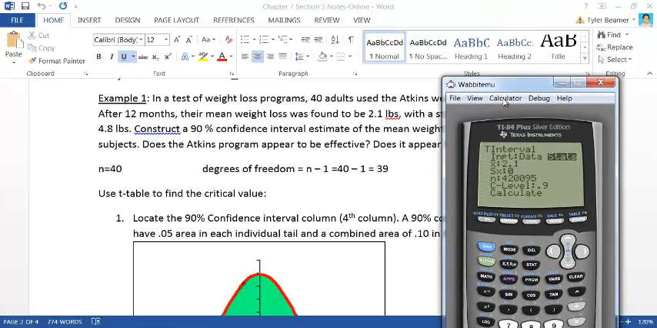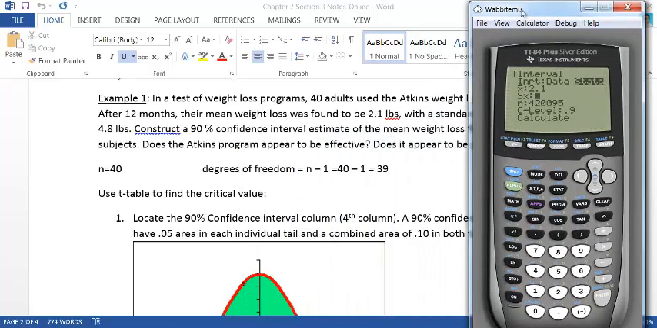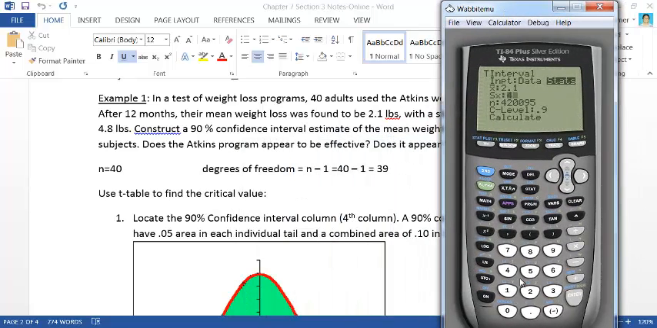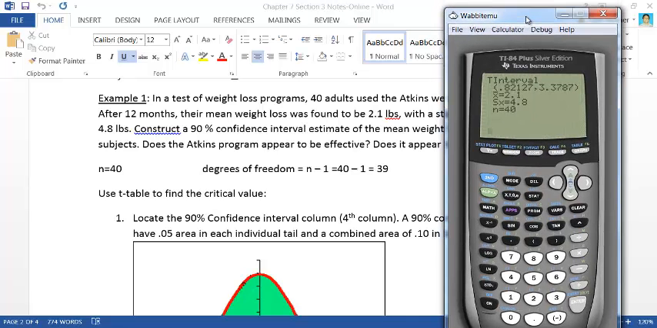Sx is the sample standard deviation, which is 4.8. n is 40. And then C-level, confidence level, still 90%, so we'll leave that at 0.9. And then calculate, hit enter, and that's going to give us our confidence interval.